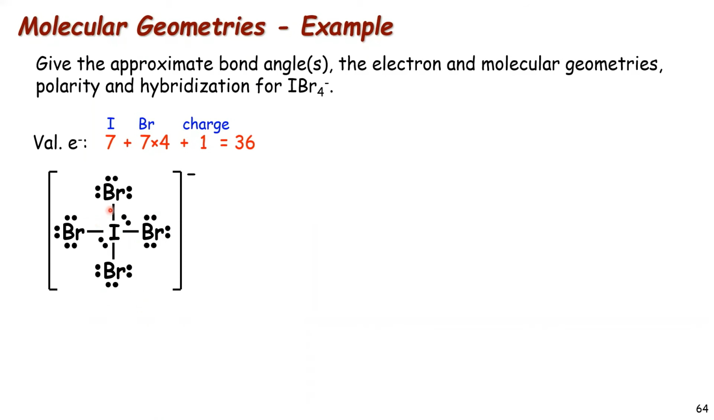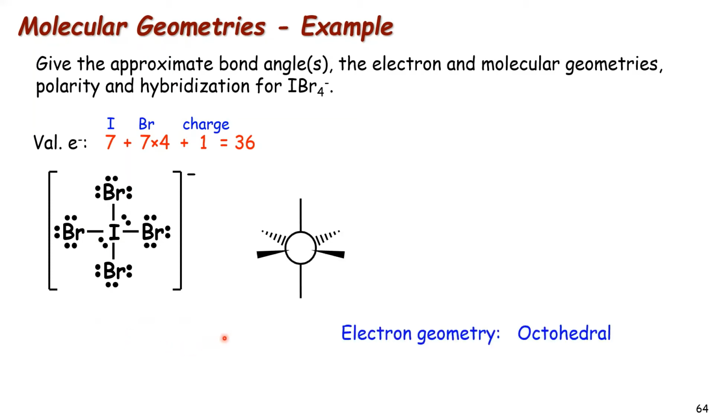Okay, so now we have 1, 2, 3, 4, 5, 6 regions of electron density. So that's going to be octahedral electron geometry. That is going to look like this. Again, we have our central atom, one straight up, one down, and then 1, 2, 3, 4 in this same plane, which is in the form of a square. So the square planar central part, but the whole thing is octahedral. We'll put our iodide in the center.